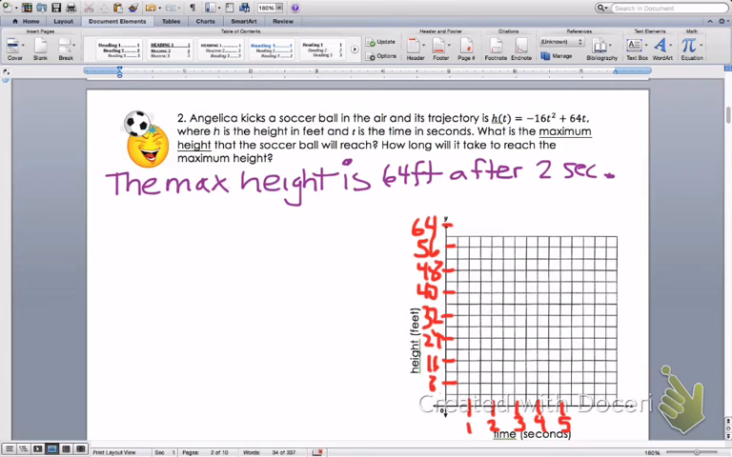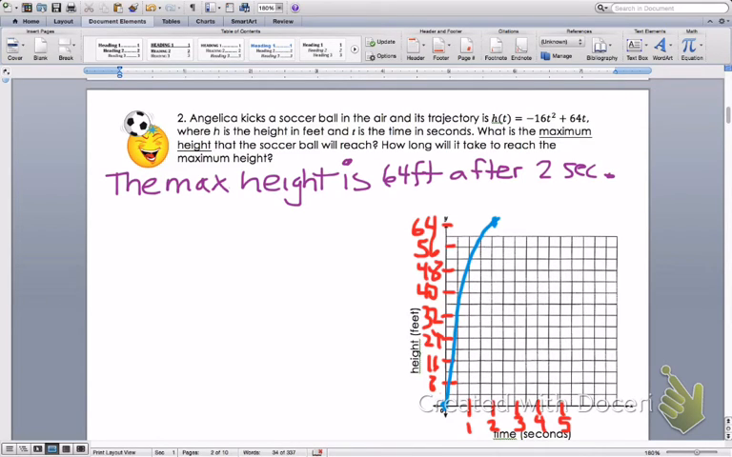point. So after 2 seconds, the parabola reaches 64 feet. So it will be somewhere right there off the grid. And we know the soccer ball was on the floor at the beginning at time 0, so we're going to put a point right here. And we're going to connect that. So there's half my parabola.